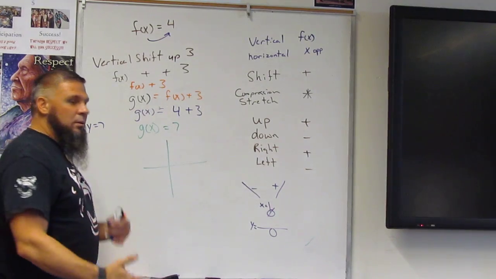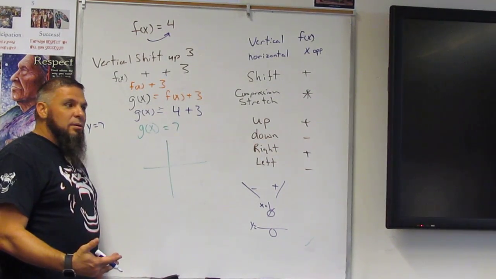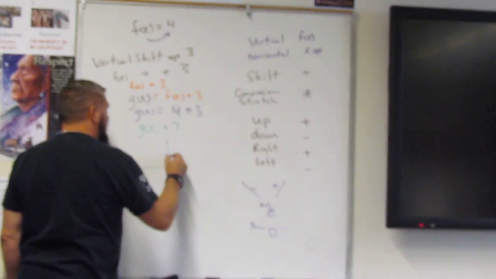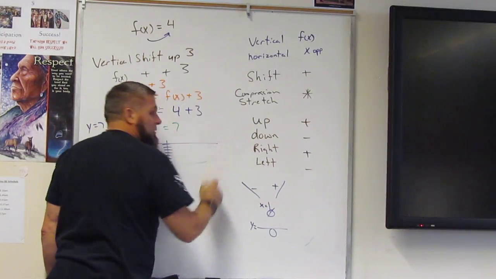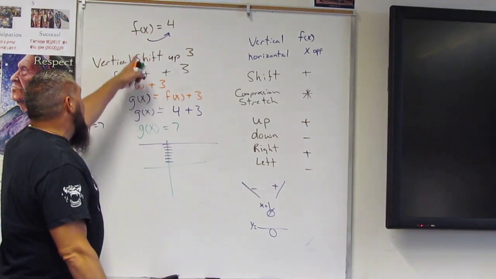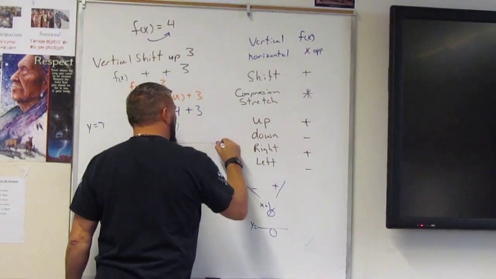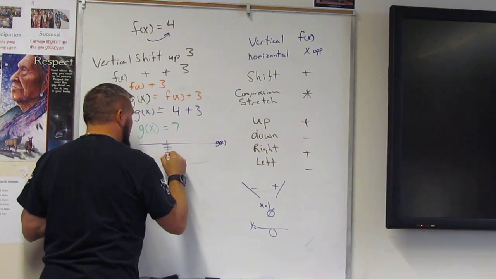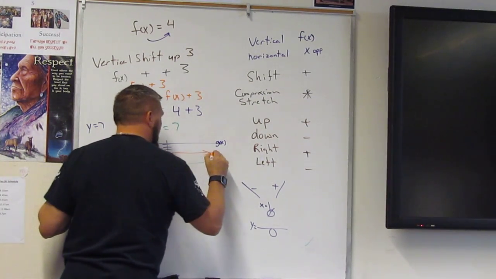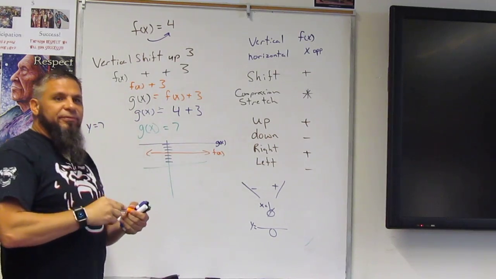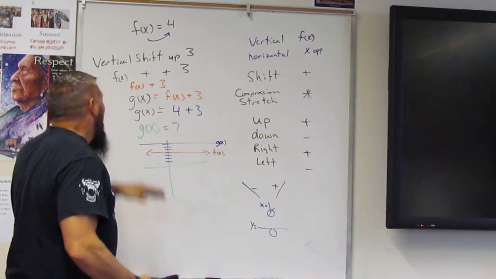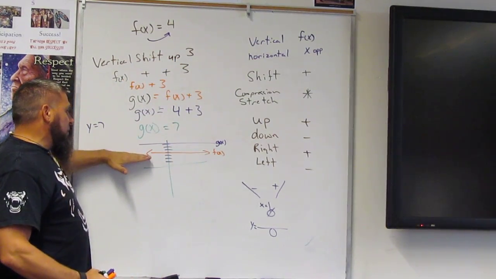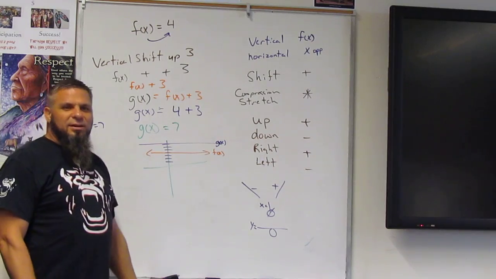It's the horizontal one, the one that looks like the mouth. So it's 1, 2, 3, 4, 5, 6, 7. So this is g of x, and f of x is actually 1, 2, 3, 4. See how they're different? And what did we do? We vertically shifted up 3. We took this and moved it up 3. That's it. That's pretty simple.